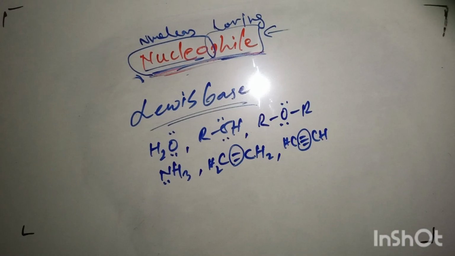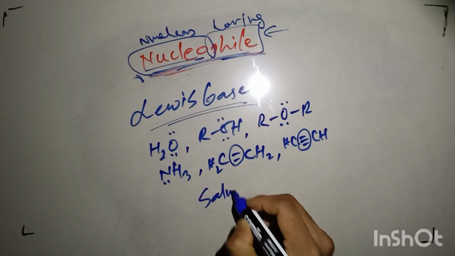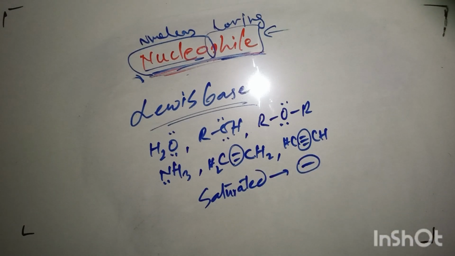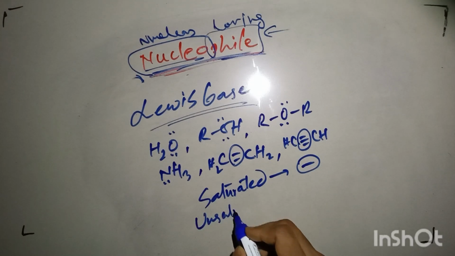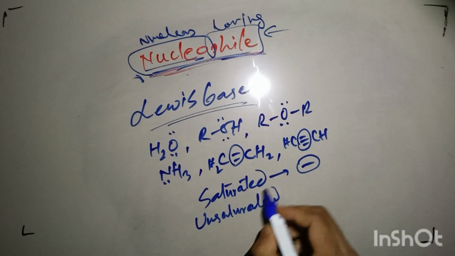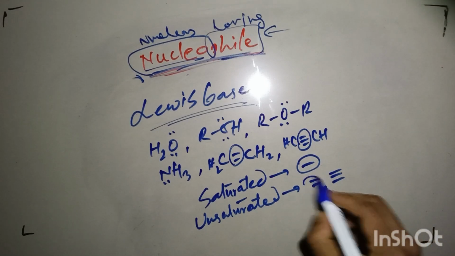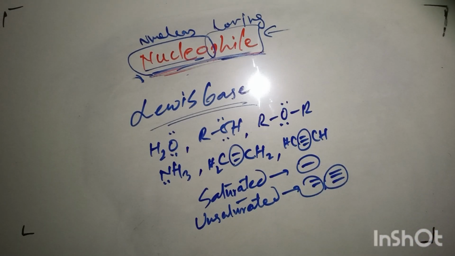Then what is saturated and what is unsaturated hydrocarbon? Saturated hydrocarbons are those hydrocarbons in which only single bonds are present. Whereas unsaturated hydrocarbons are those in which double bonds or triple bonds are present. So hydrocarbons having double or triple bonds are called unsaturated hydrocarbons, and saturated means single bonded hydrocarbons.